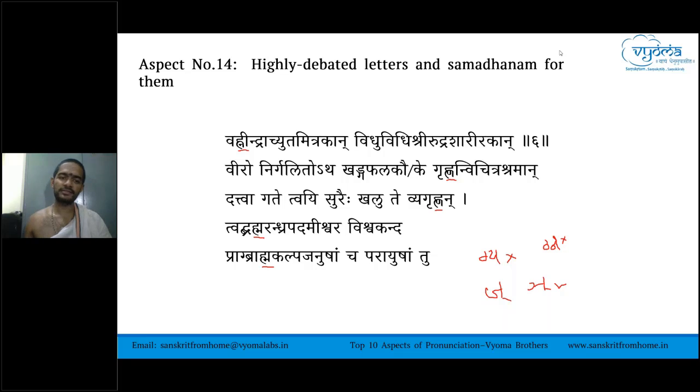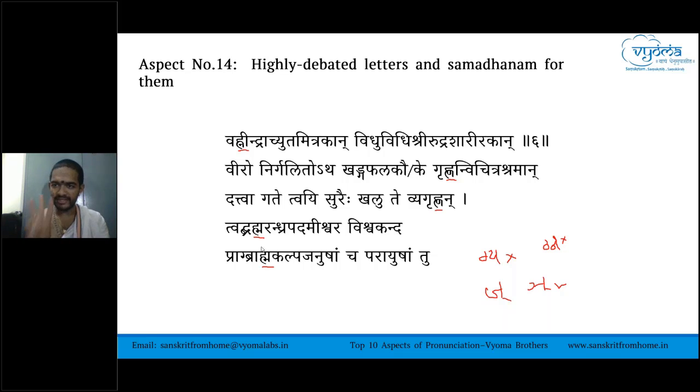Ha with other letters: Ha with na, and ma. All three examples are given. Vanhi is with tata dadhana. Grinhan is with tata dadhana. Brahma is with papa babhama. When we say these with hakara, first we say that letter and then we say hakara. Even though it is written as vahni, we say it as vanhi. Even though it is written as grihnan, we say it as grinhan. Even though it is written as brahma, we say it as brahma.